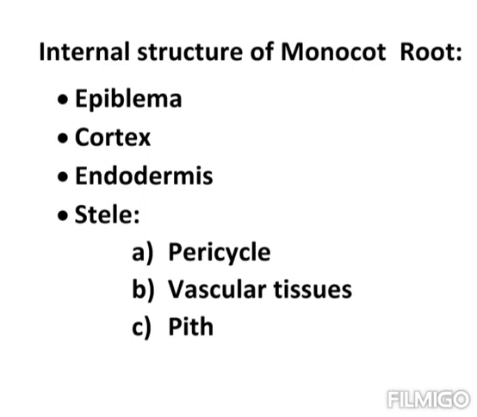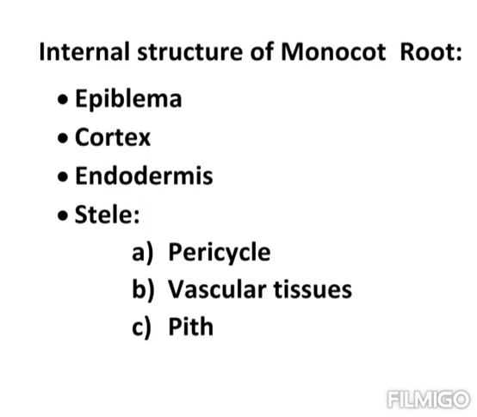Epiblema or rhizodermis is the outermost layer. It is made up of a single layer of parenchyma cells. Cuticle and stomata are absent. Root hairs help in the absorption of water and minerals from the soil. This layer also protects all the inner tissues.